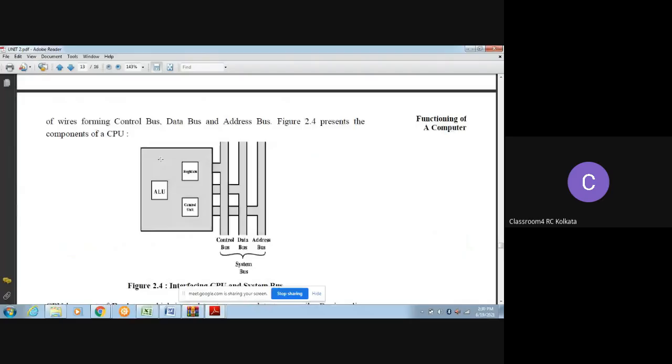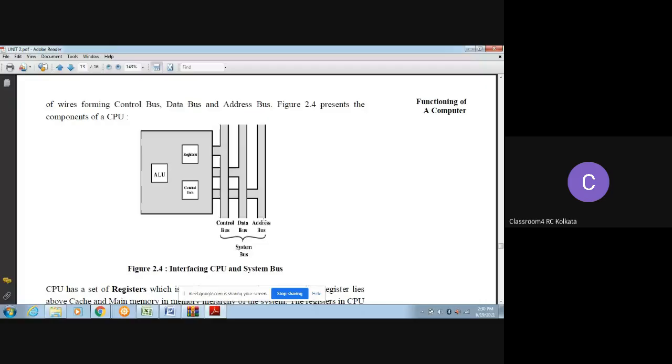This is not the original CPU, but a simple structure of the CPU. And I told you before that there are three buses called the system bus. One is called the control bus, another is the data bus, another is the address bus. What is this? Bus means it is nothing but a cable line through which the data is sent from the memory to the CPU and vice versa.